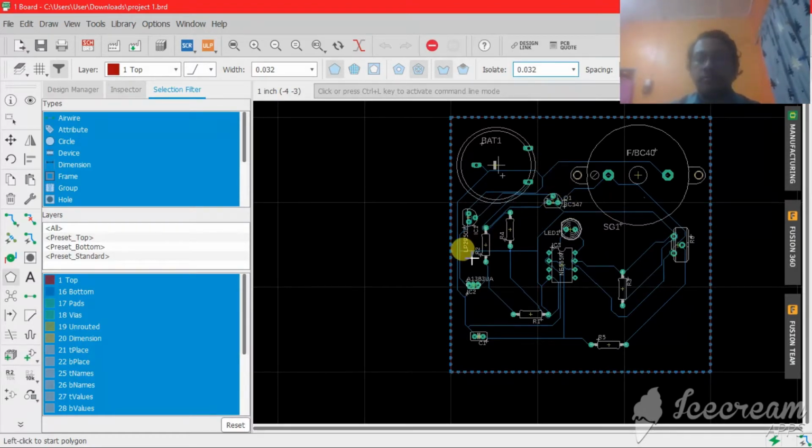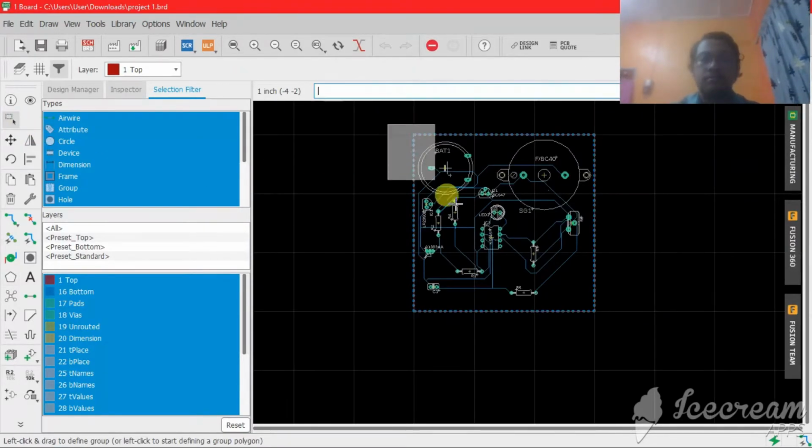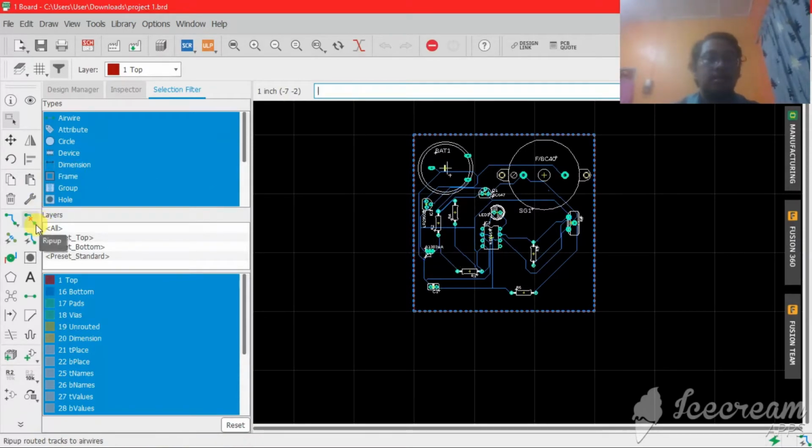Then after that, press the ratsnest again. Then after that, using group, press them like this. Then press the ripup. Ripup, press the connect copper and all visible polygon.